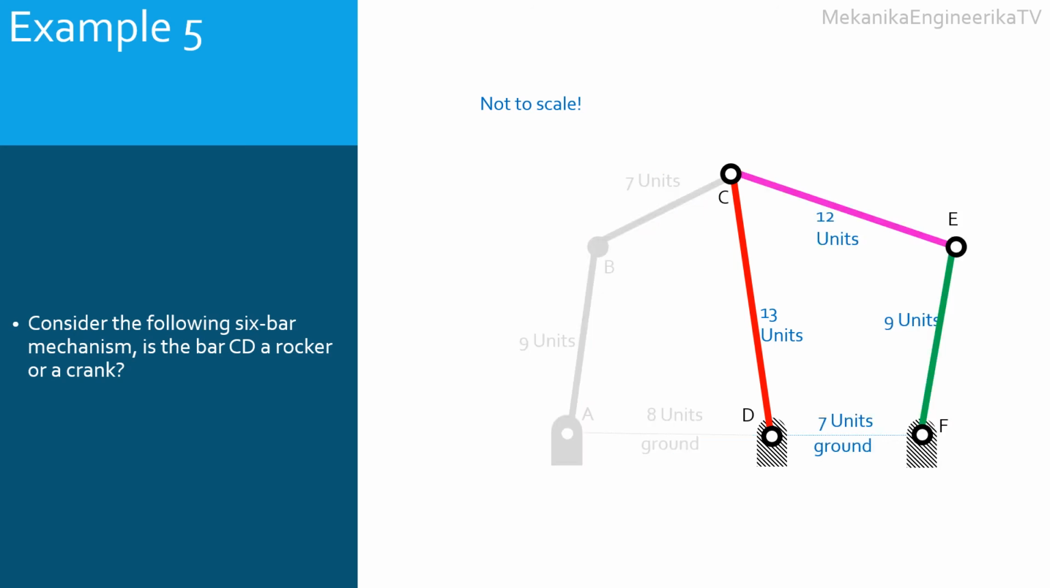In a second step let's focus on the second 4-bar mechanism, the 4-bar mechanism DCEF. Now S is equal to 7 units, L is equal to 13 units, P is for example equal to 9 and Q is equal to 12 units of length. S and L add to 20 units and P and Q add to 21 units. Thus the Grashof condition is fulfilled. DCEF is a Grashof 4-bar mechanism. Moreover, DF, the shortest bar, is the ground. Thus, this is a double crank 4-bar mechanism. Thus, DC is a crank.